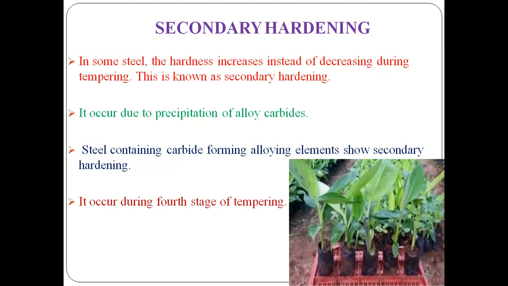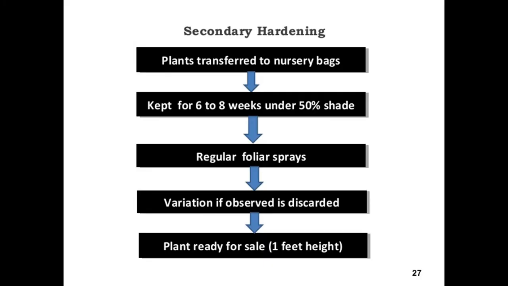It occurs during the precipitation of alloy carbides in steel containing carbide-forming alloying elements, and they show secondary hardening. It occurs during the fourth stage of tempering. So this is the step of secondary hardening. You can see here, this is the secondary hardening.